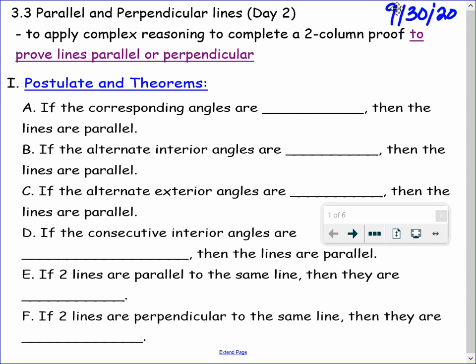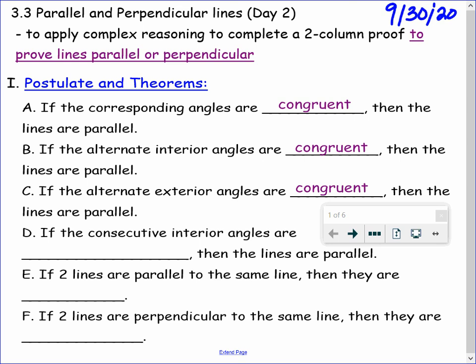So just so that you have all these in the same place, you don't have to go hunting them down. We're going to review what proves lines parallel. So the first one is a postulate. If the corresponding angles are congruent, then we can prove the lines parallel. B, if the alternate interior angles are congruent, then we can prove the lines parallel. C, if the alternate exterior angles are congruent, then we can prove the lines parallel.